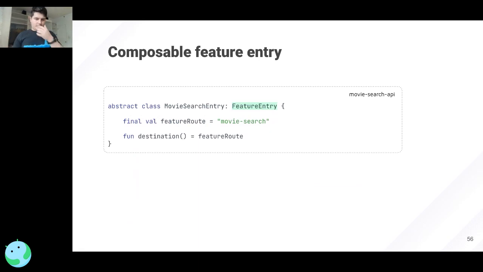So now that the core components are defined, let's implement some feature. As you remember, we had a movie search feature, and on this screen we can see the movie search API part. So in the API Gradle module of this feature, we are defining an abstract class, movie search entry, which extends the feature entry interface. And it has the feature route. Basically, this is for the navigation library, to help it navigate and define the right destination for the feature.